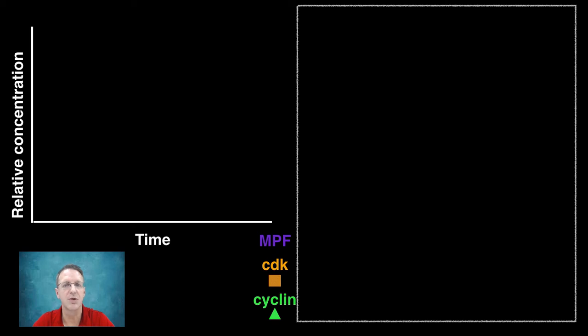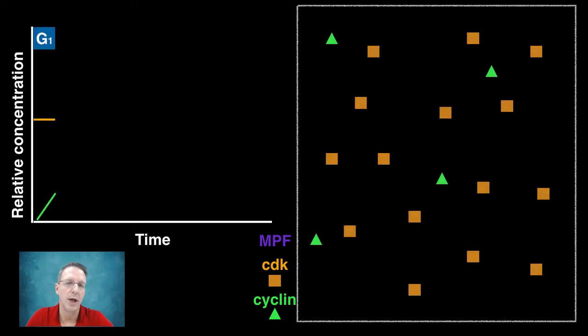Cyclins, on the other hand, are named because of the fact that their levels in the cell rise and fall in coordination with the cell cycle. Let's pick this story up in G1. So the graph off to the left shows the relative levels of the proteins in the cell, and the model on the right shows the actual proteins inside the cell, where the orange squares represent the CDKs and the green triangles represent the cyclin proteins. Now remember that CDKs are maintained at a relatively constant level, while the cyclin concentrations will be quite low in G1. As the cell enters the S phase, the cyclin levels continue to rise while the CDK levels remain constant.